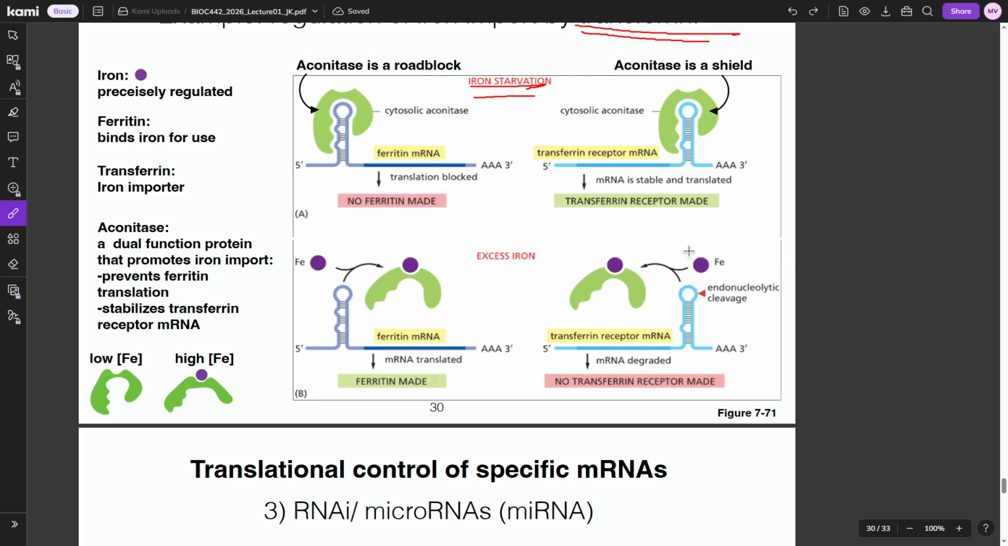so that you can actually cleave this mRNA and break the mRNA so that it can no longer be translated. So it depends on the situation. And there are many different examples of this, but this is one of them.